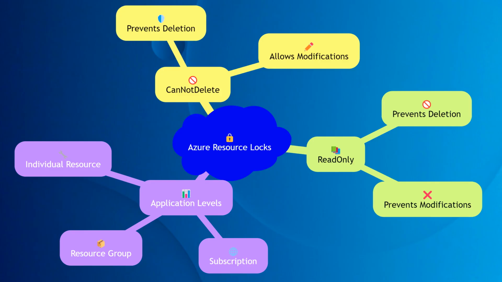Azure offers two types of resource locks: cannot delete and read only. Cannot delete locks prevent resources from being deleted but allow modifications. Read-only locks, on the other hand, prevent both deletion and modification, ensuring that the resource remains in its current state. These locks can be applied at various levels, including subscription, resource group, and individual resource levels.